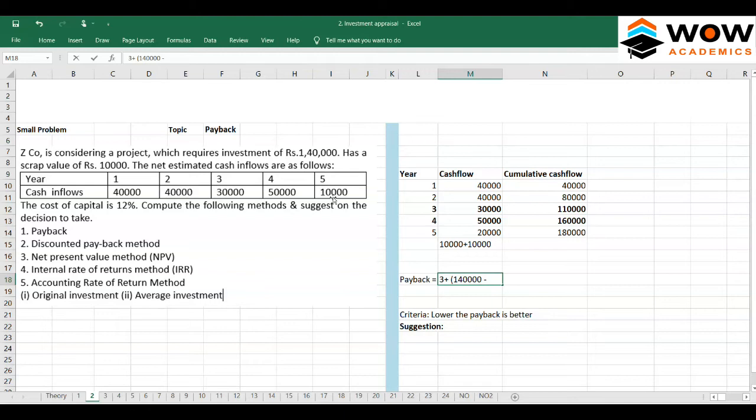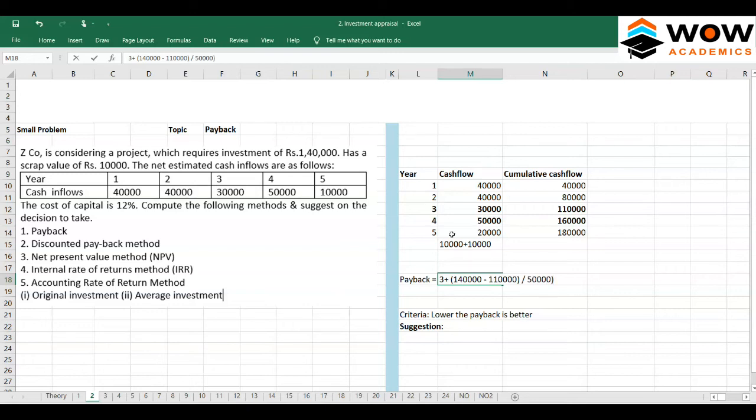minus how much money are you getting up to the third year? Up to the third year, you are getting 1,10,000. So balance, how much you have to recover? You just have to recover 30,000. So when can you recover this 30,000? This 30,000 you can recover in the fourth year. So the numerator is 30,000. The denominator is going to be 50,000. In the fourth year, you are going to recover the money.